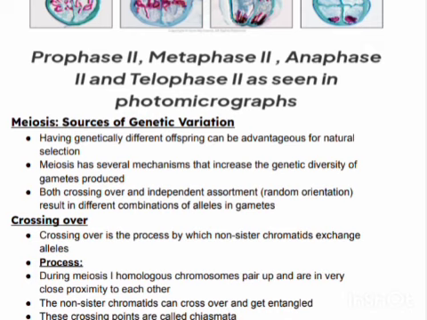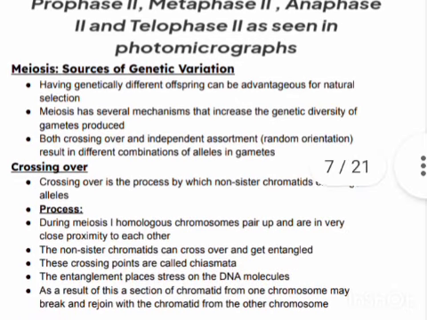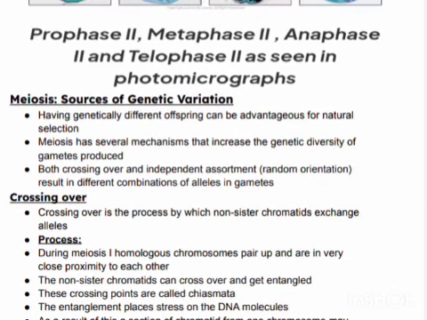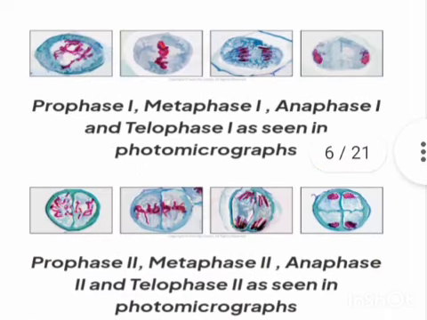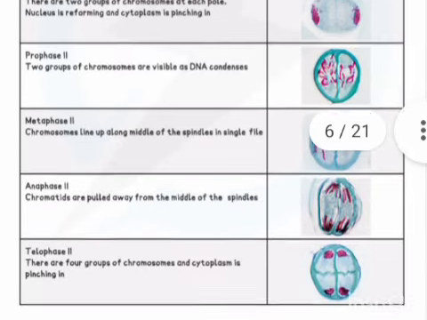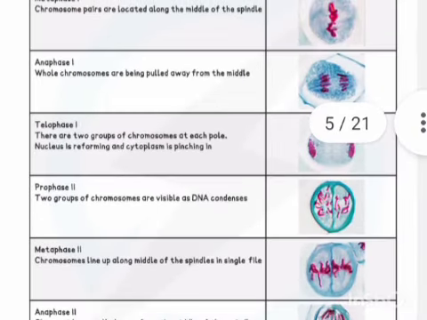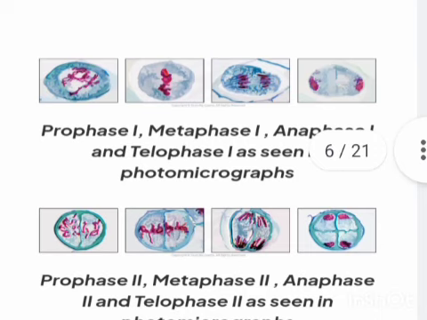Crossing over, as I just told you, is the process in which non-sister chromatids exchange alleles, and that occurs in prophase 1. During meiosis 1, homologous chromosomes pair up and are in very close proximity to each other. So as you can see in prophase 1 in the diagram, the homologous chromosomes, because they are in very close proximity, may exchange parts. And these crossing points are called chiasmata.